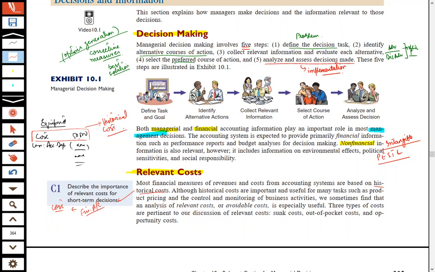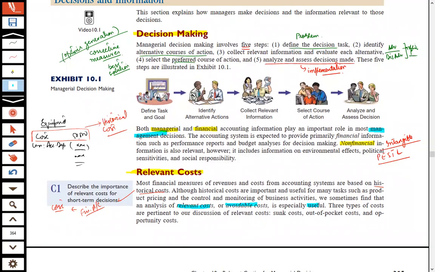Although historical costs are important and useful for many tasks, such as product pricing and the control and monitoring of business activities, we sometimes find that an analysis of relevant cost or avoidable cost is especially useful. In managerial decisions, only relevant cost or avoidable cost is useful and important. Three types of cost are important in this analysis.